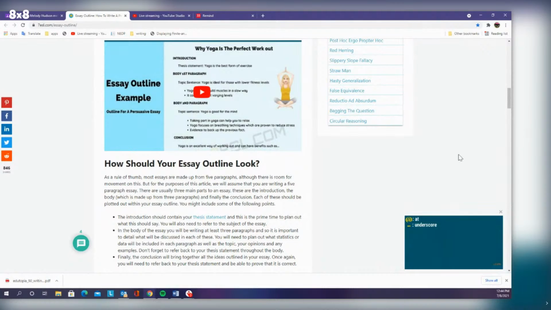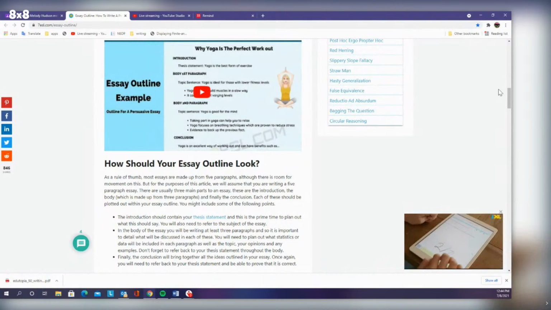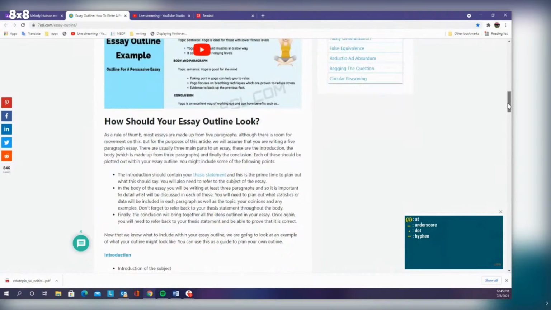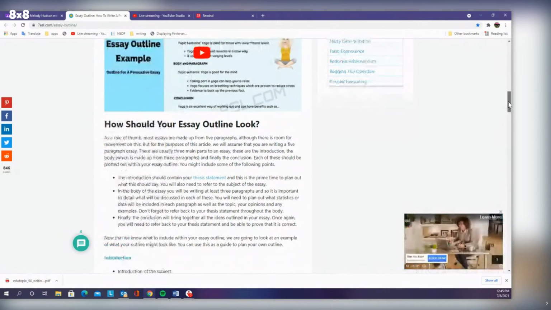No, you don't. And then second body paragraph, I'm going to talk about how yoga is good for the mind. Taking part in yoga can help you relax. It can focus on breathing techniques that are proven to reduce stress, and there is evidence to back that up. And then I'm going to make a conclusion, which will say that yoga is an excellent way of working out and can have benefits such as, and then you go on to list those benefits. Again, that's the quick and dirty of that. Look at that little video there. It will only deepen your understanding.